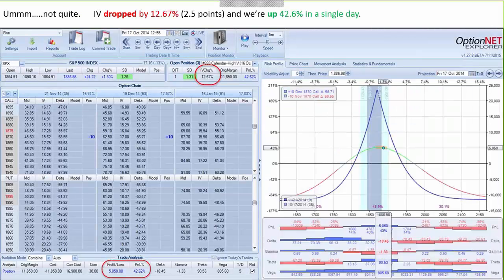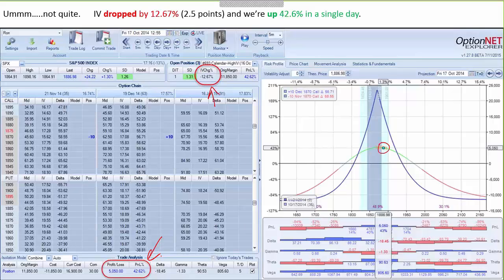Let that sink in. All right, IV has gone down by 12%, 2 points. We are up 42 to 43% in a single day, 5 grand, by putting on a calendar when IV was sky high and we expected it to go down. Tell me that doesn't make you scratch your head.